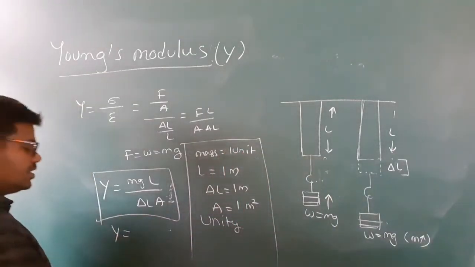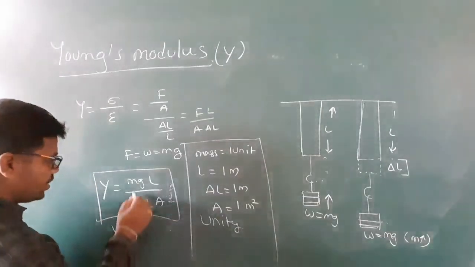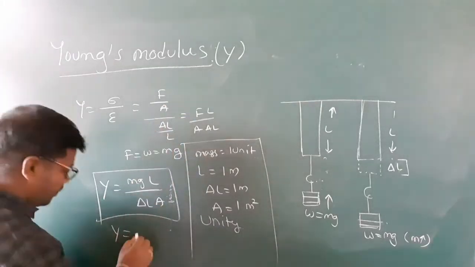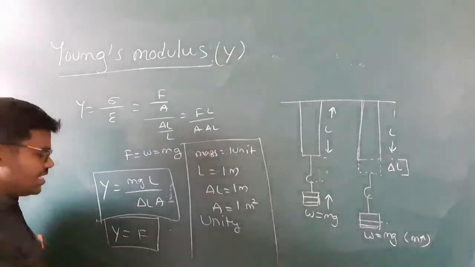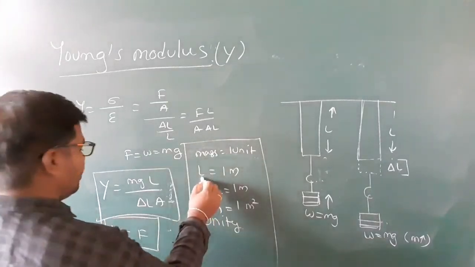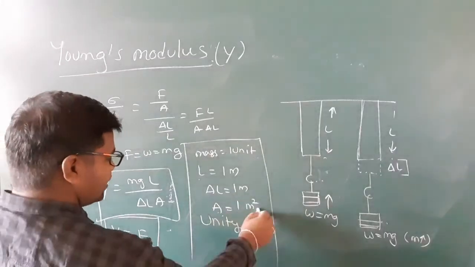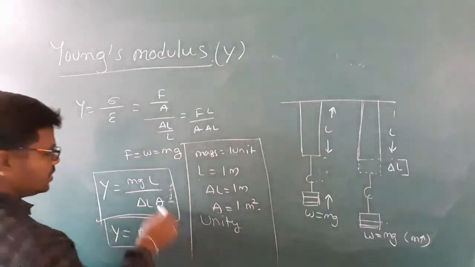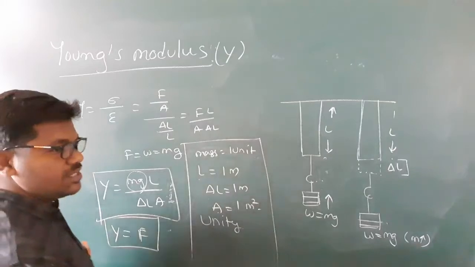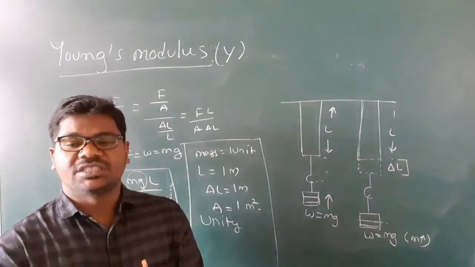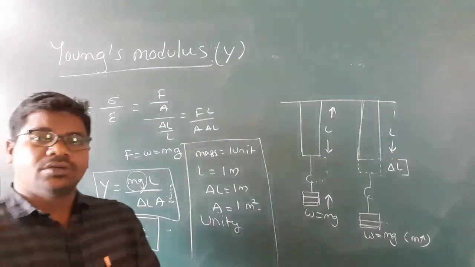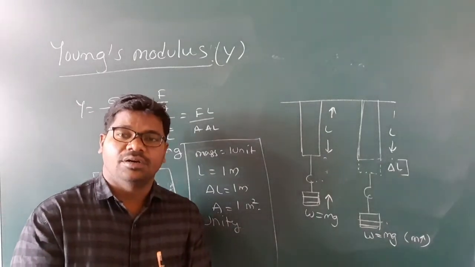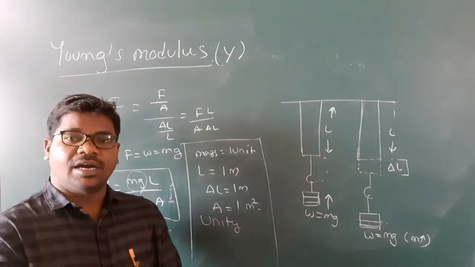Understand? See here, finally we can get Y is equal to mg, which means Y is equal to F. Y is equal to F because L is equal to 1, delta L is equal to 1, A is equal to 1, and mass is 1 unit. So that's why mg remains. Okay, this is defined as the elastic modulus, or coefficient of elasticity, the Young's modulus.